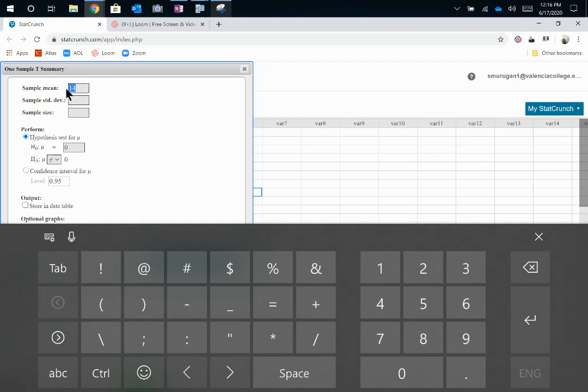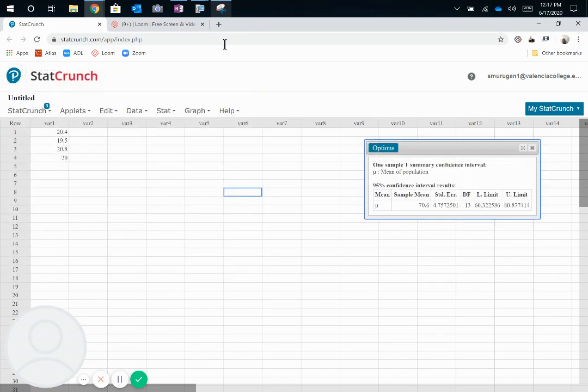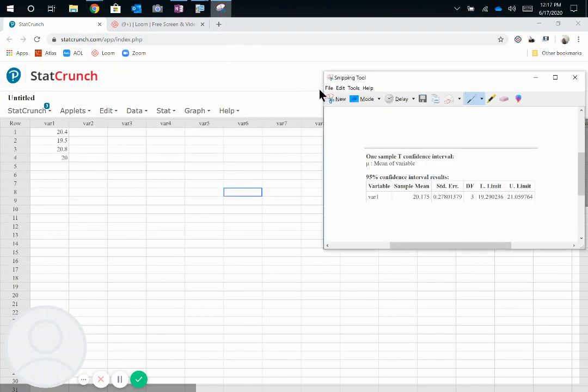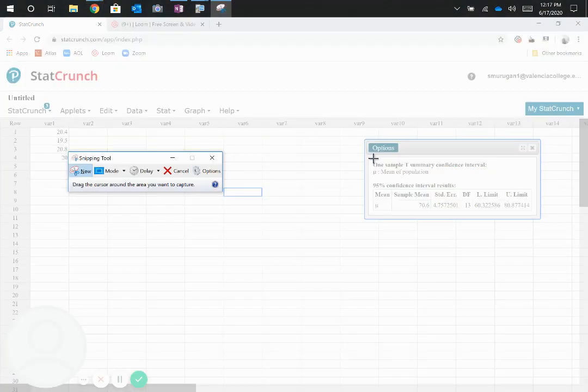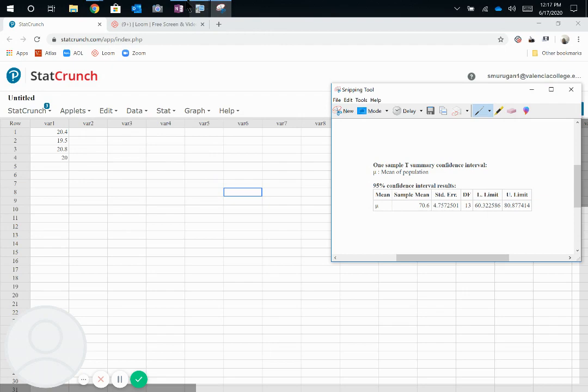So the sample mean is 70.6. Standard deviation is 17.8. And the sample size is 14. 95% confidence interval, compute. And we're going to copy this over as well and make sure that we have the same value for both.